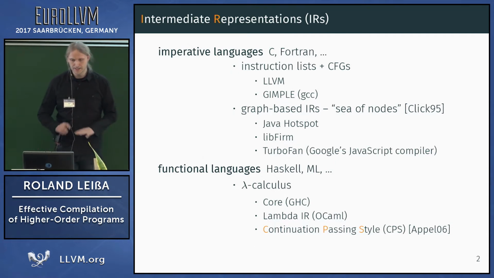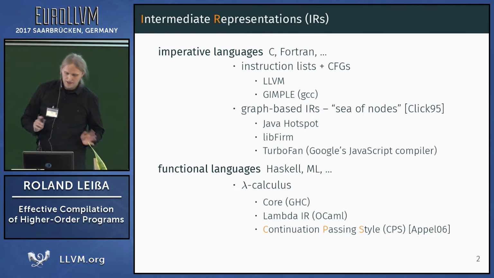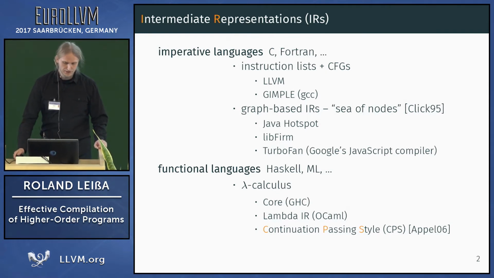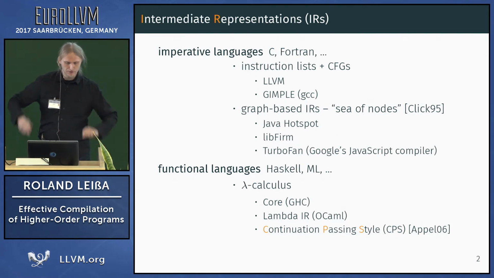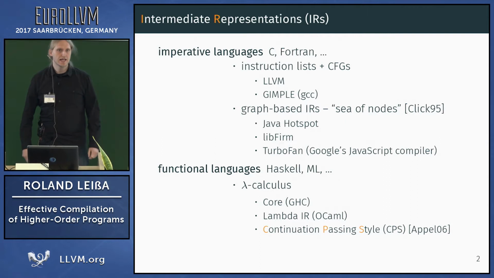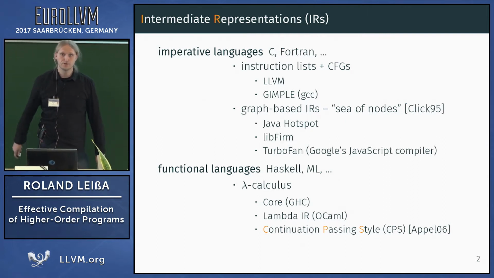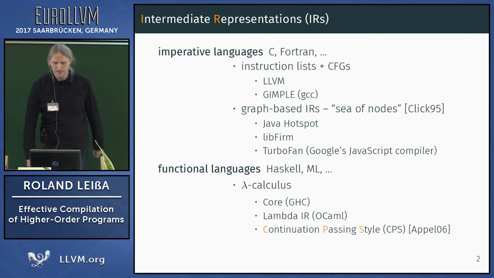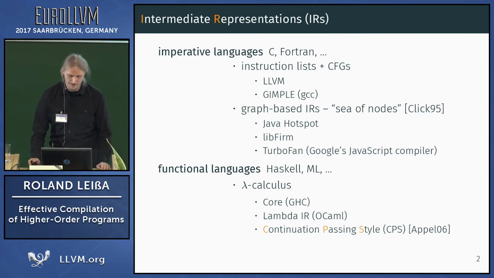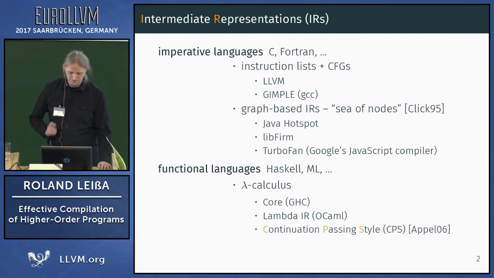On the other hand, you have functional languages like Haskell or ML, and the intermediate representations those guys are using under the hood are more inspired by the lambda calculus. For instance, the Glasgow Haskell compiler uses this language called Core, or OCaml has its lambda IR, and also an idea which goes as far back as the late 70s is using continuation passing style. We'll get to that in a minute.